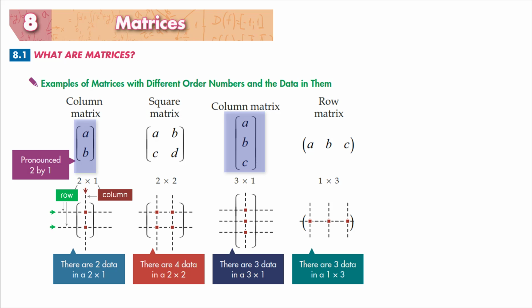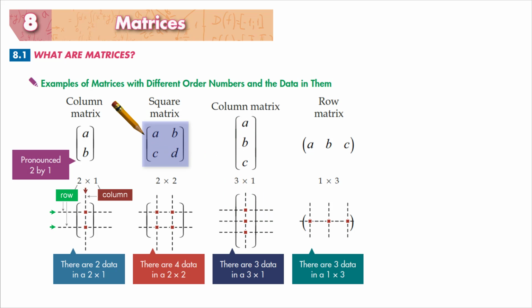These are column matrices. They have 1 column. This column matrix has 2 rows and 1 column, therefore it has a dimension of 2 by 1 with 2 elements. This one has 3 rows, therefore it's a 3 by 1 matrix with 3 elements.